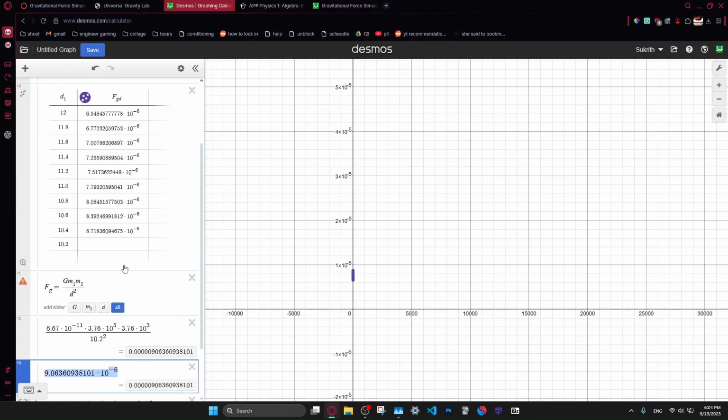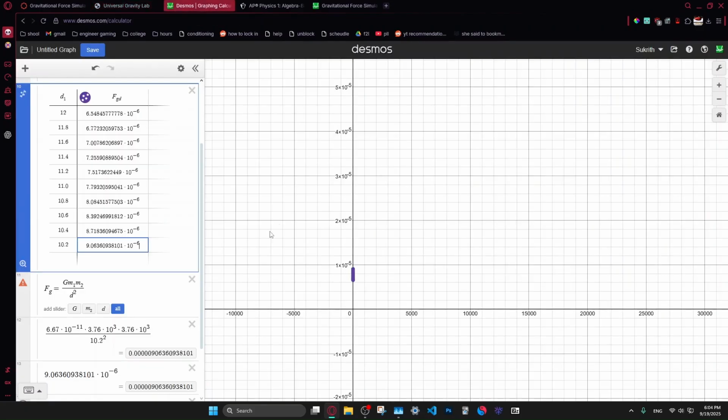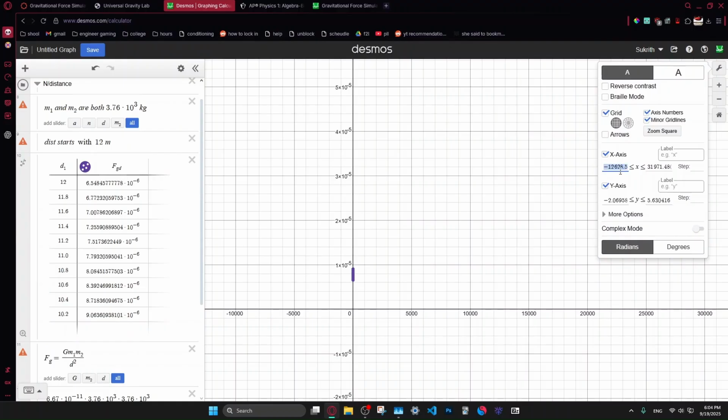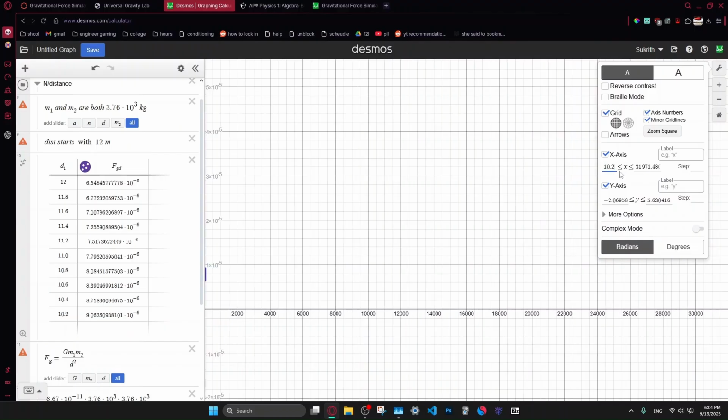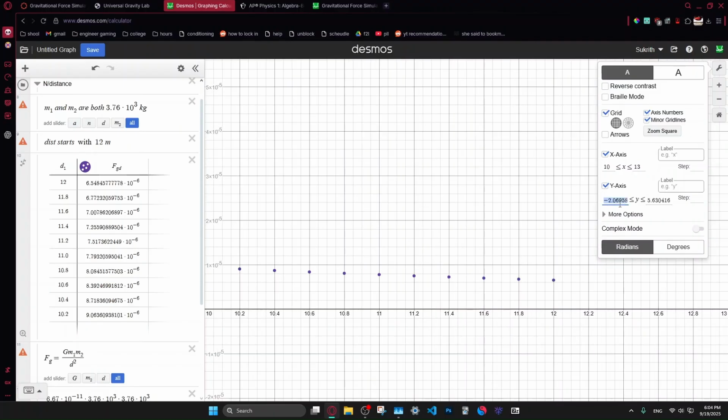Should be around 9.06 newtons. Yeah, 9.1 newtons. Alright, we have finished this one. Let's see how our data looks. And this is for changing the distance, keeping the masses constant. We're going to start off at about 10.2, or just 10, and then we'll go to 12. Or no, we'll make it 13, just to get that last part on there.